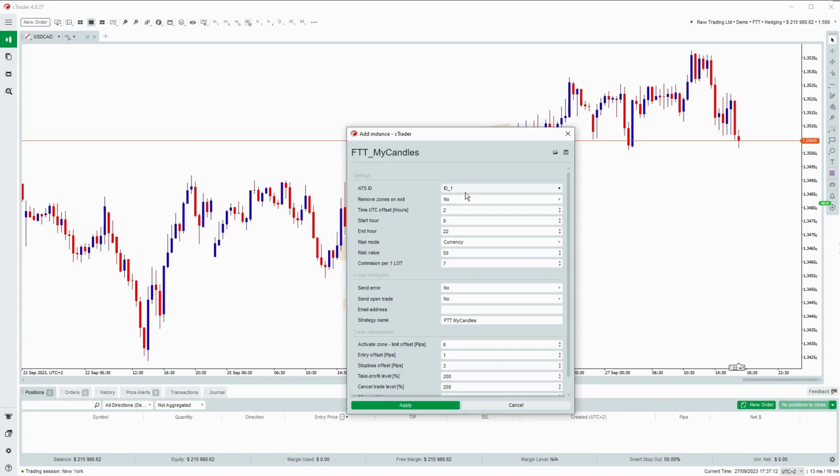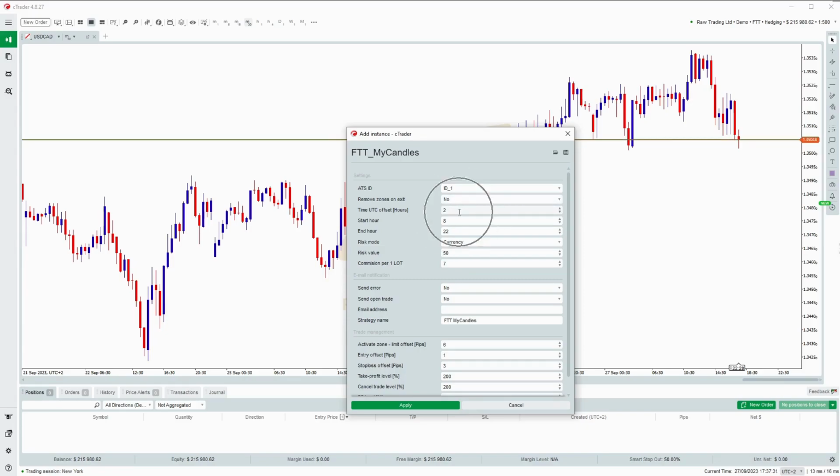The second parameter is remove zones on exit. This allows you to choose whether to remove the drawn zone area from the chart or leave it there after the trade is completed. If you leave the default setting at no, the traded zone will remain on the chart after the trade is completed. The zone will end exactly where it was previously tested.